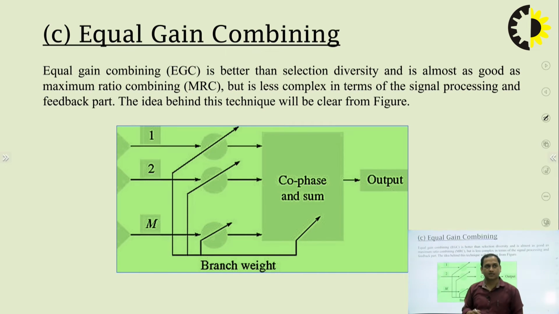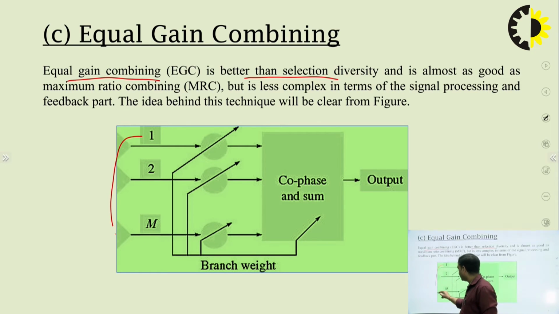Then we have equal gain combining, the EGC. It is better than selection diversity and almost as good as the maximum ratio combining method, but it is less complex in signal processing, and a feedback path technique is used in it. The idea behind it is mentioned here.